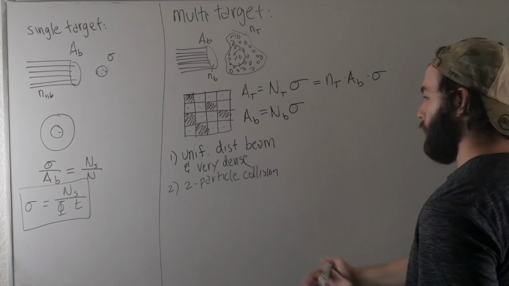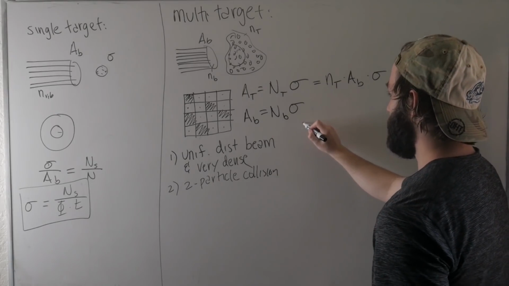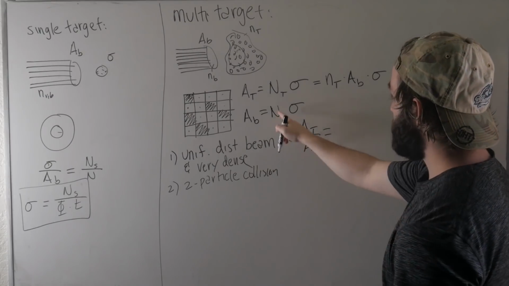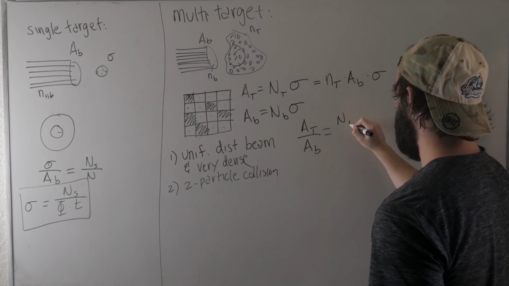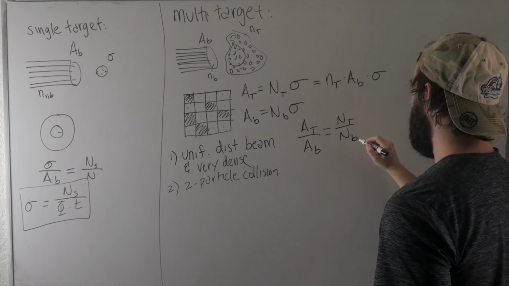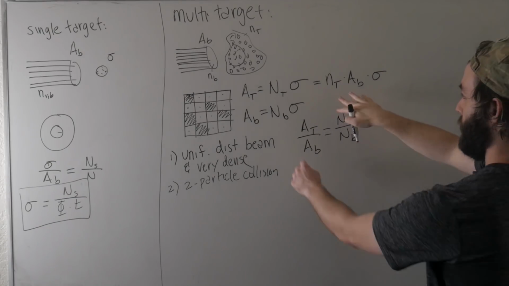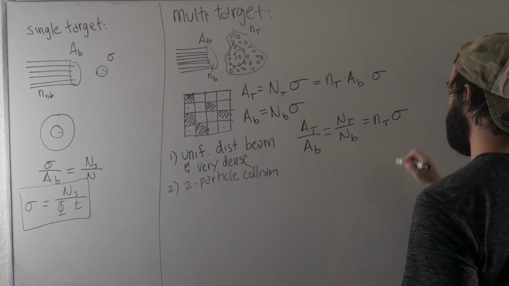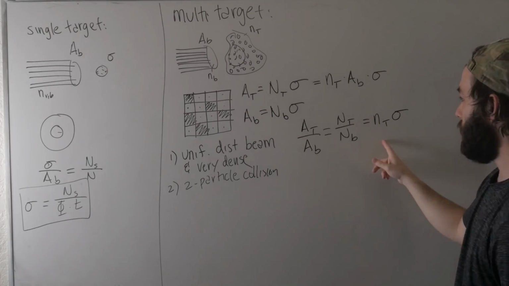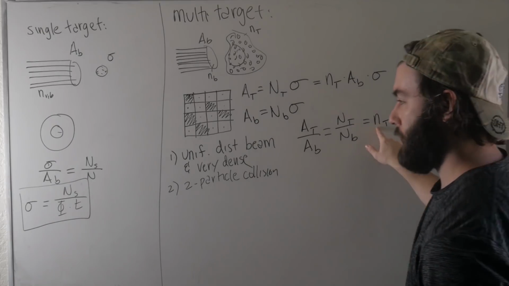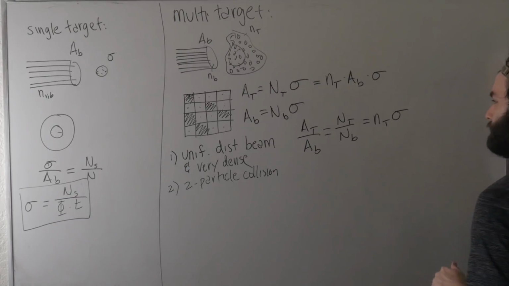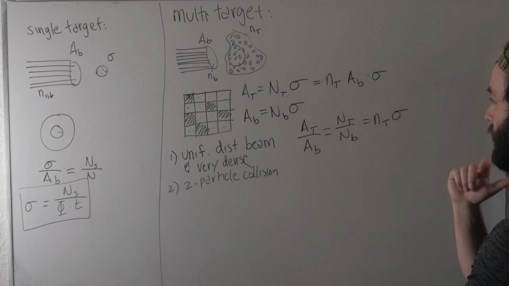Now if we do what we did last time, we take a ratio, we get that the area of the target divided by AB is equal to NT over NB, which is equal to, I mean, these areas cancel, so we get NT times sigma. So it's starting to look pretty close, only in terms of a number density as well. We have a ratio of numbers and we have a number density to the previous case.